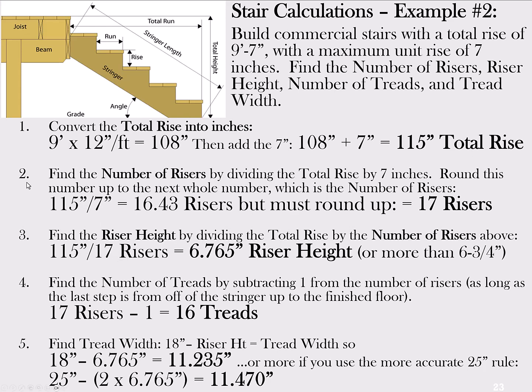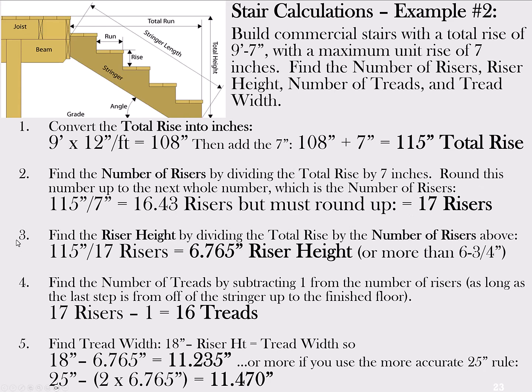Now that we have that, step 2, we're going to find the number of risers because we're just going to divide that 115 inches by 7. So 115 divided by 7 inches gave us 16.43 risers. Again, even though it's less than 16.5, we don't round down. You could in the residential code, because we can have a little bit steeper stairs than a 7-inch rise. But I think if you've got the room for the stairs, you might as well make the stairs as easy to climb as possible. So round it up. I say round it up all the time. So we got 17 risers.